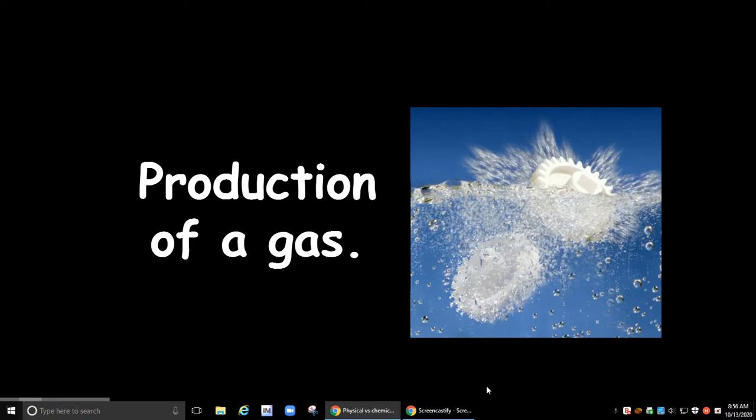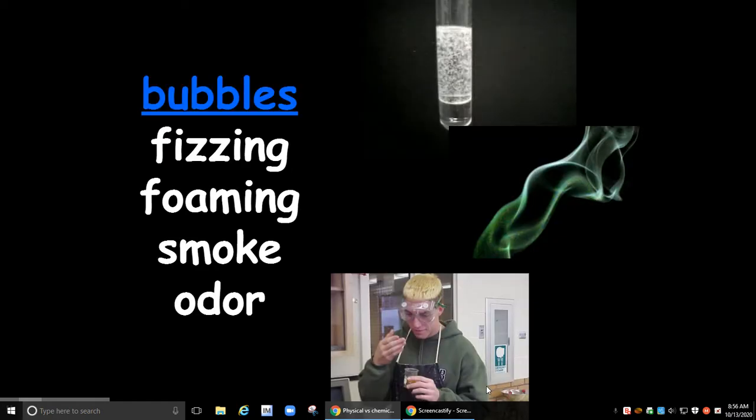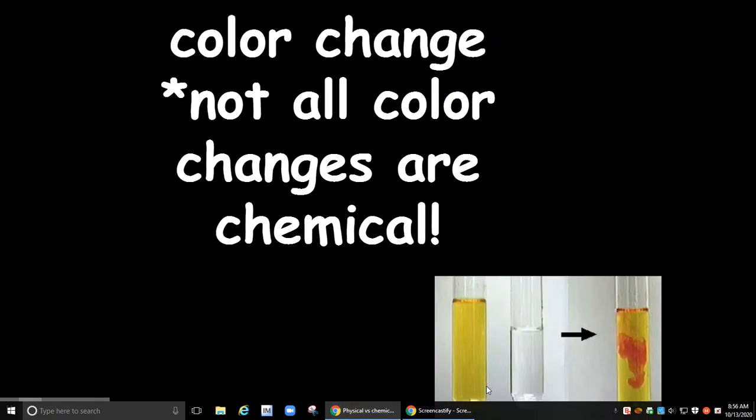The other thing that we'd be looking for is an odor. So when you burn a match or when you cook, your kitchen gets filled with this odor that is given off. And so that is also evidence of a gas being produced. So you're looking for bubbles, you're looking for fizzing, you're looking for an odor. Those are all evidence that a gas is being produced. So again, bubbles, fizzing, foaming, smoke, odor, those are all evidence that a gas is being produced.